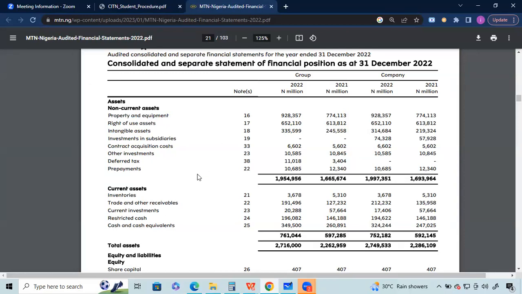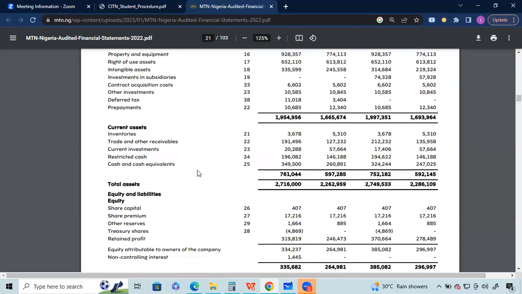They have some deferred tax. When you also get to financial reporting, you will be talking about deferred tax, and that's IAS 12. Maybe some of us are in practice as well. IAS 12 deals with income tax. And we also have some prepayments. They are also categorized as intangible assets.